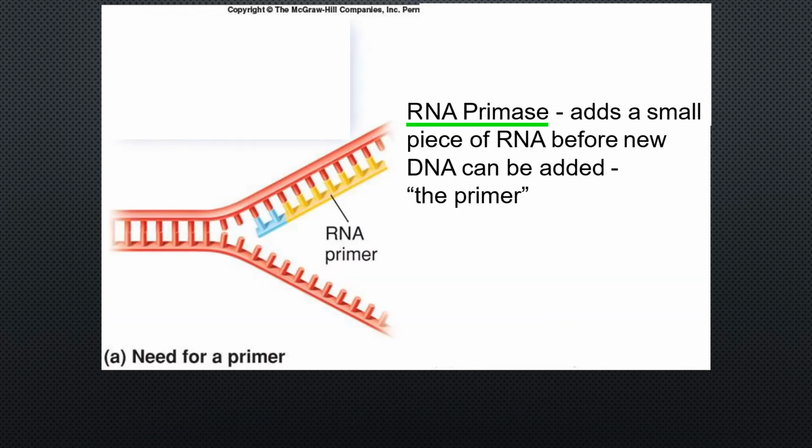So before a new DNA strand can be synthesized, a small primer is added on the parental strand, and that is called the RNA primer, and it's placed there by the RNA primase enzyme. And what that's used for is the DNA polymerase recognizes that small little portion of RNA as a target and allows it to start bringing in new nucleotides to form the complementary strand.